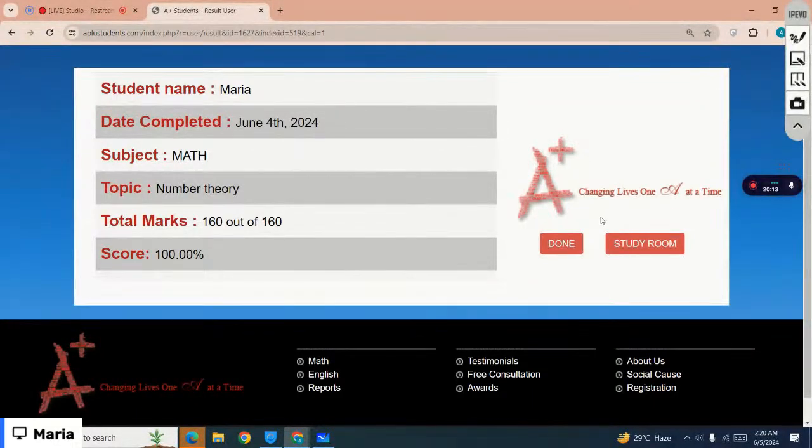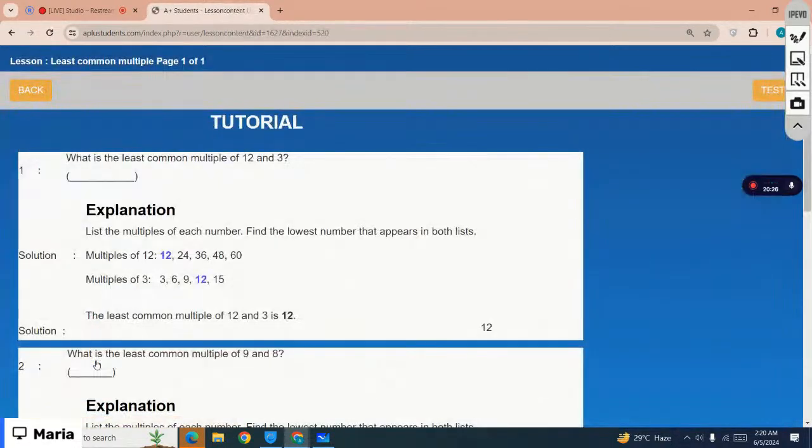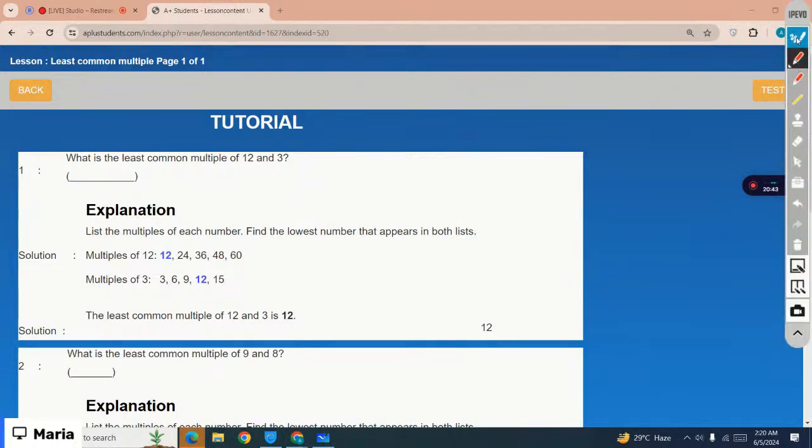The next lesson is least common multiple. Let's just start with the next lesson, that is least common multiple. What is the least common multiple of 12 and 3? Now you have to write down the multiples, right? Multiple means multiplying. So what are the multiples? Like for example, you are given the number 12. You have to write down the multiples of 12.